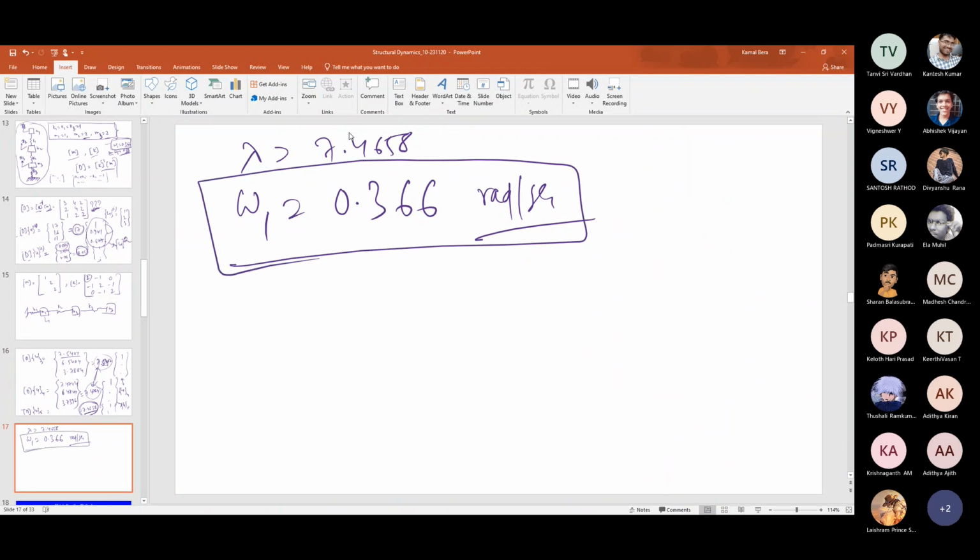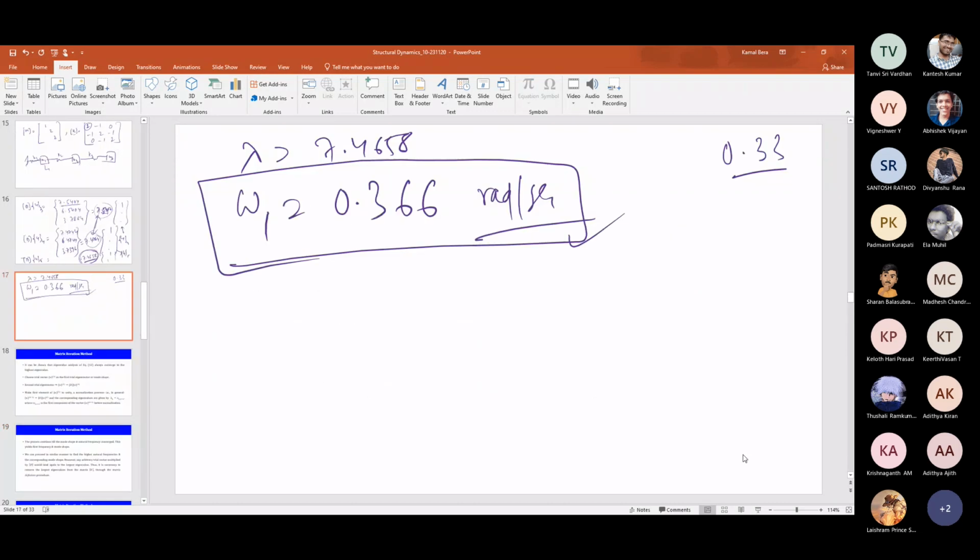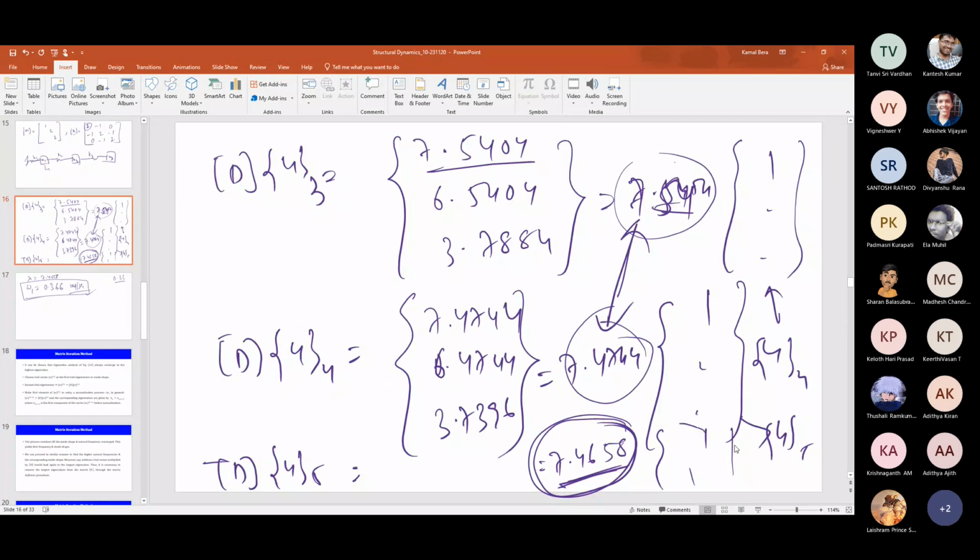Using the Holzer method. And Dunkerley is giving a lower value because that will obviously give 0.33. You can check the exact value by solving the polynomial. Whatever you get at the last, after taking common, that will be your first eigenvector. But it is not mass normalized, that is just the typical eigenvector. You have to mass normalize it later.